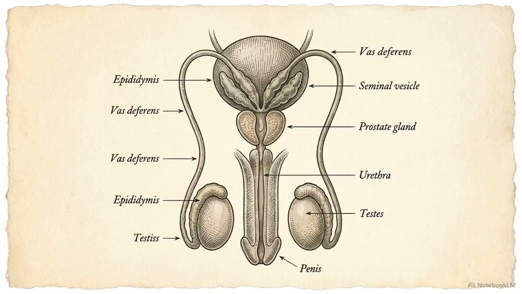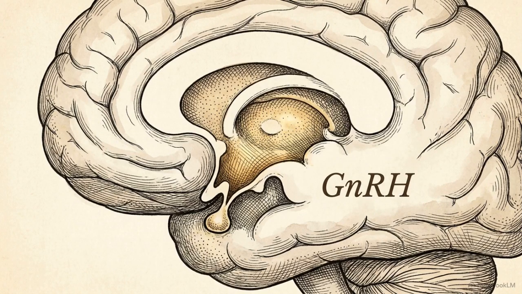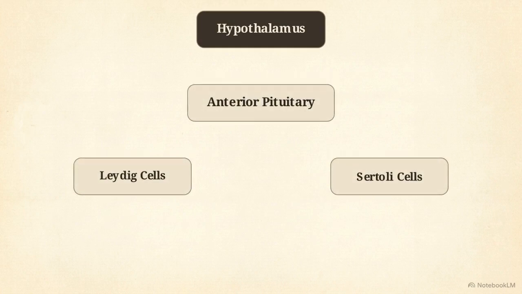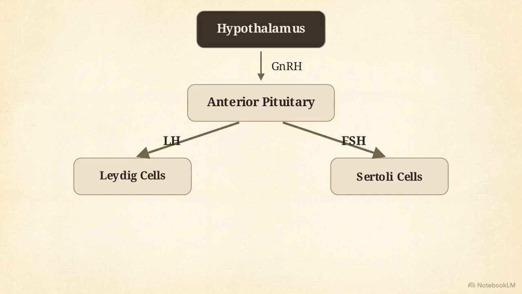This entire manufacturing process remains completely dormant throughout childhood. It requires a specific trigger, a sudden, significant increase in gonadotropin-releasing hormone, or GnRH, secreted by the hypothalamus at the onset of puberty. This anatomical flowchart tracks the resulting endocrine cascade. When increased levels of GnRH act on the anterior pituitary gland, they stimulate the secretion of 2 distinct gonadotropins, luteinizing hormone and follicle-stimulating hormone. These signals are highly localized.